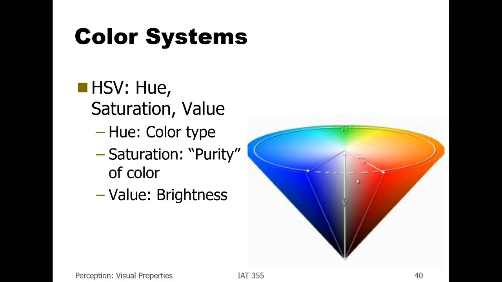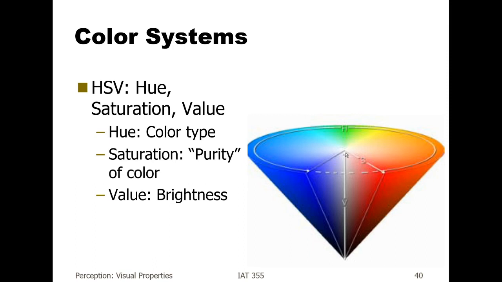Hue is the spectrally pure color that we can see. We think of that as these nameable colors we're all familiar with, particularly from the rainbow. So we have red, orange, yellow, green, blue, indigo, and violet over here. Those are the colors of the rainbow, and they are arranged in a circle around the periphery of the cone. And saturation is the purity of the color.